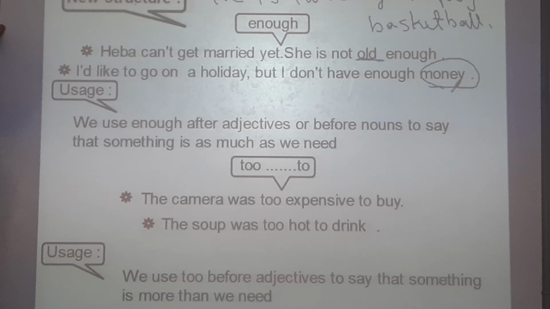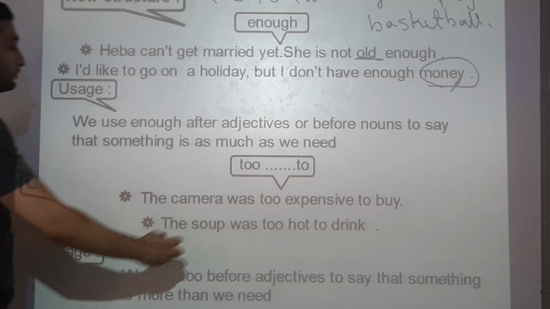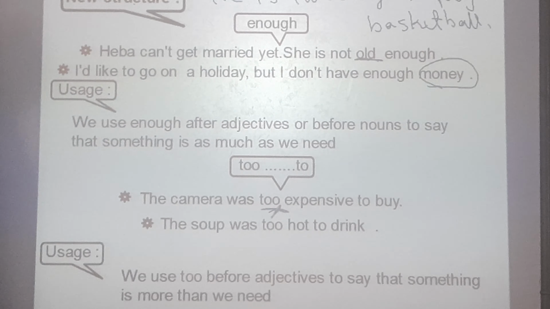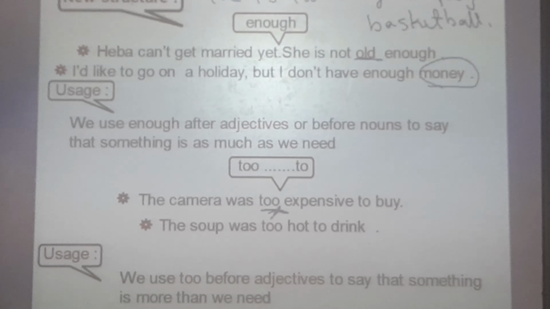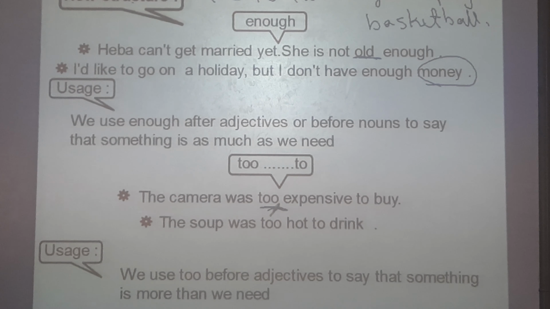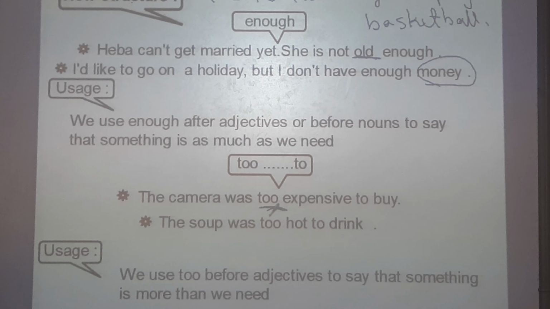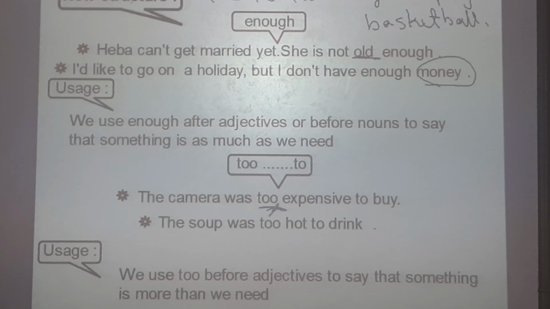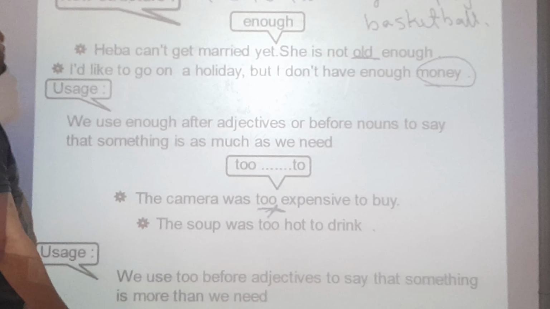Too, the adjective. The camera was too expensive to buy. Here, we express that it's more than what we need. Okay, like what? We use too before an adjective to say that something is more than we need. The camera was too expensive to buy, so I can't buy this camera. Yes, the soup was too hot to drink, so it was so hot that I can't drink it.